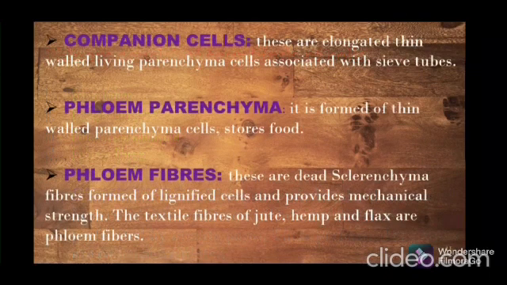Companion cells. These are elongated, thin-walled living parenchyma cells associated with sieve tubes. Phloem parenchyma is formed of thin-walled parenchyma cells that store food. Phloem fibers. These are dead sclerenchyma fibers formed of lignified cells and provide mechanical strength. The textile fibers of jute, hemp, and flax are phloem fibers.